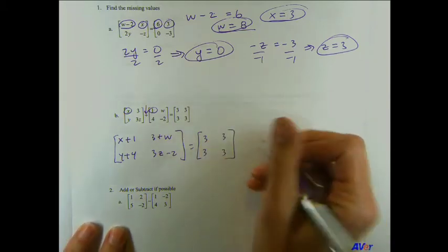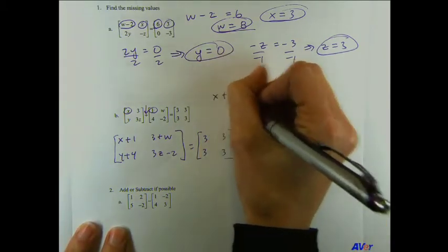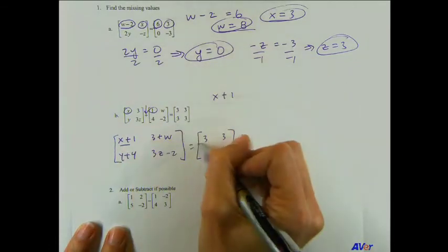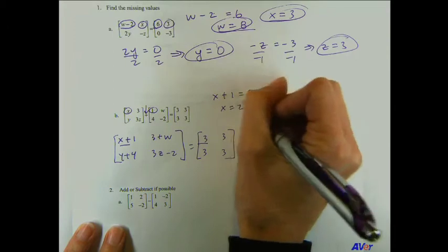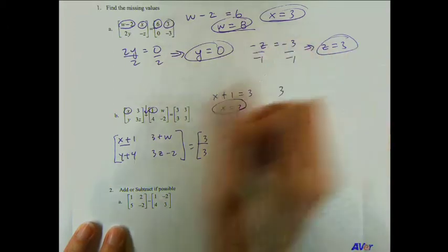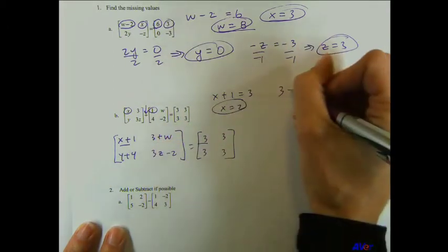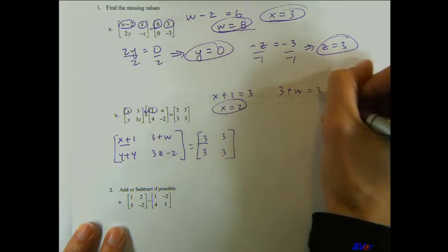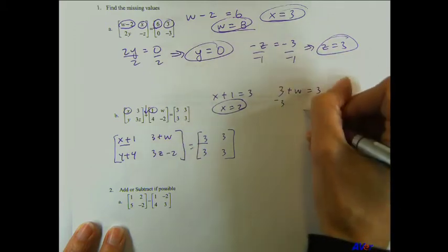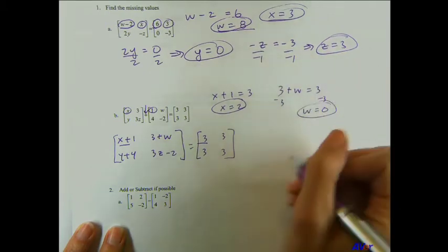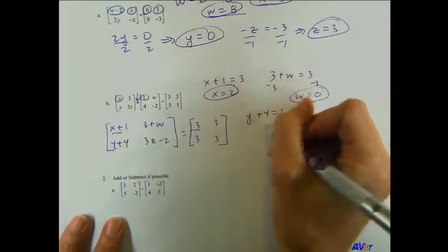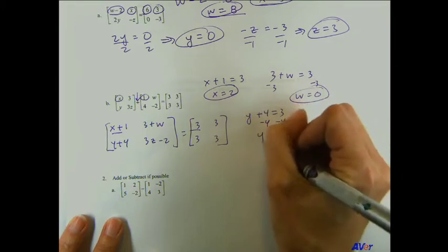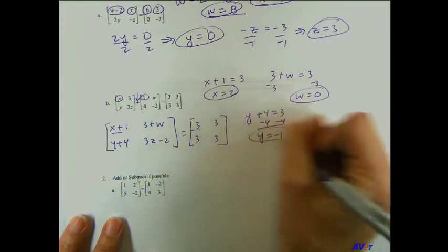So as I work through these, x plus 1, entry equals entry, x plus 1 equals 3, subtract that 1, so x equals 2. 3 plus w also equals 3. Subtract the 3's, so w equals 0. Y plus 4 equals 3. Subtract that 4, and y equals negative 1.